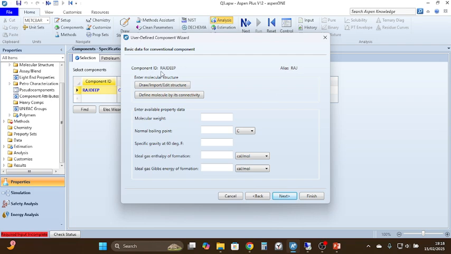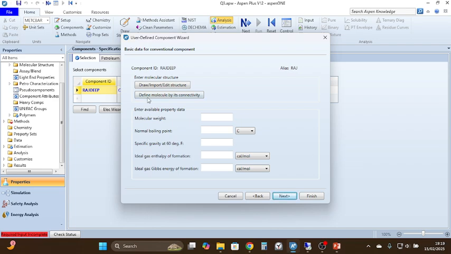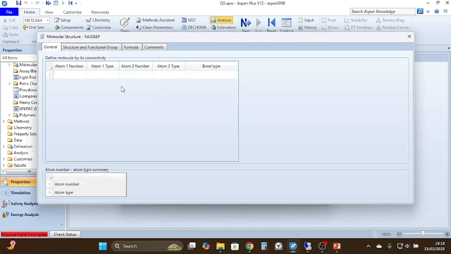Now over here, there are two options. One is we can draw, import or edit the structure, and the other is we can define it by its molecular connectivity. So I'm going to show you both. Remember that this molecule structure over here is that of MTBE, that is methyl tert-butyl ether. We are going to see how to define this in Aspen. So let me start by defining this molecular connectivity.